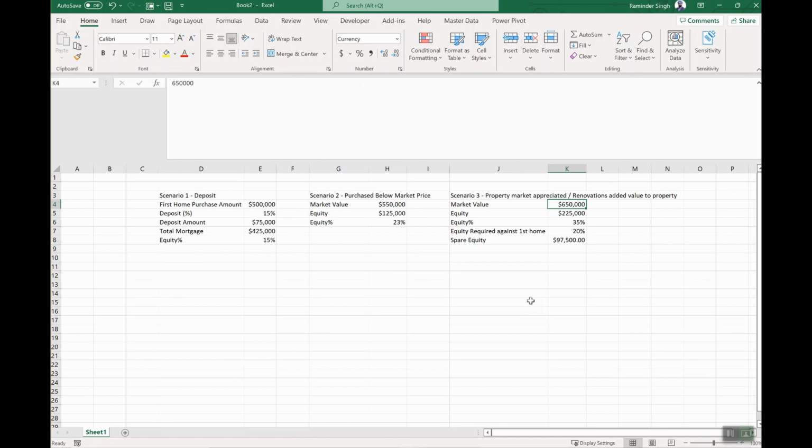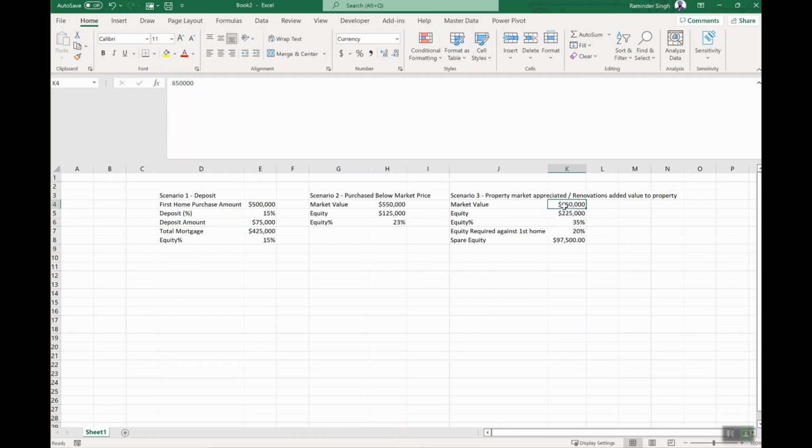So in this case, when I now calculate my equity against my home loan, in 6 months I would have paid some interest, very little interest, but some. But let's say I didn't pay any of the principal amount, and my mortgage amount is still $425,000. When I calculate my equity against that, I have already made an equity of $225,000 now, which equals 35% of the market value of my property.